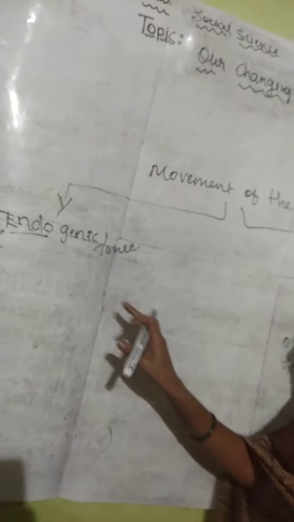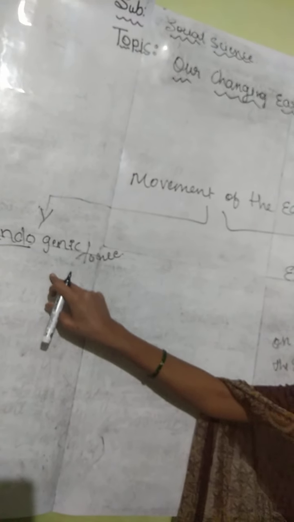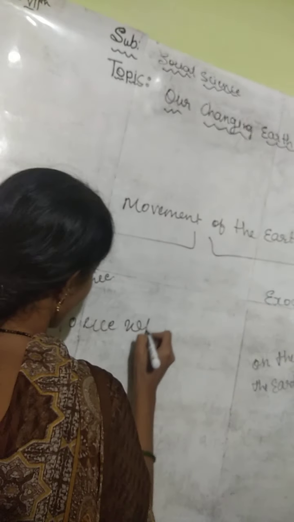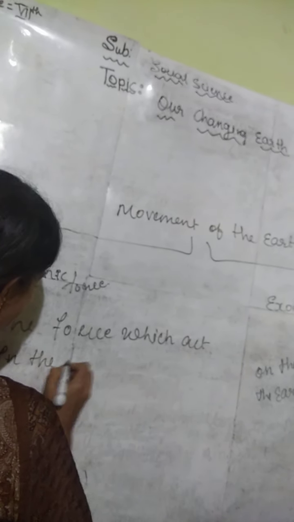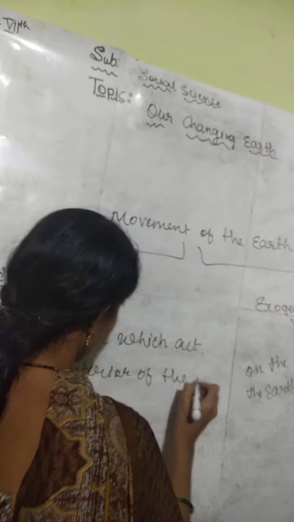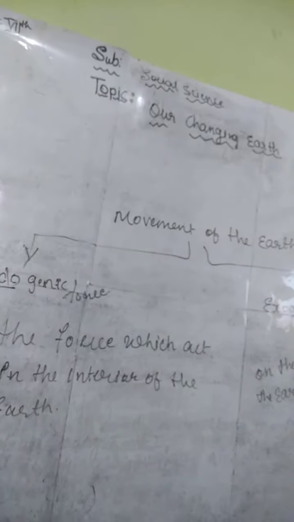Here we see what endogenic means, write it down, students. What is endogenic? First write it and then we will go deeper. Endogenic means the forces which act in the interior of the earth. The forces which act in the interior of the earth are called the endogenic forces.